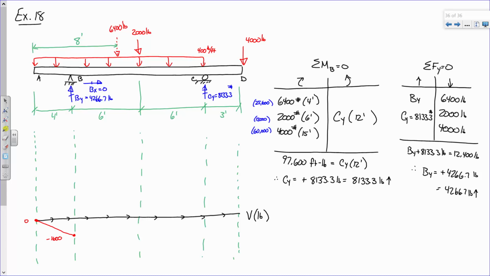And then I'm looking at the beam, and the beam says, Greg, go up. And I say, okay, all right, chill out. So if I'm at negative 1,600, and the beam says, Greg, go up 4266.7, I go up 4266.7 right here.